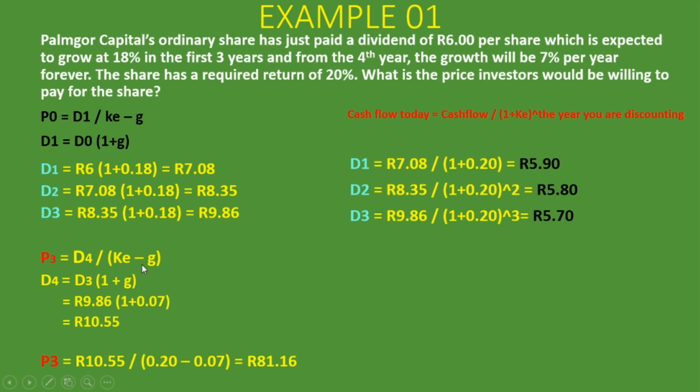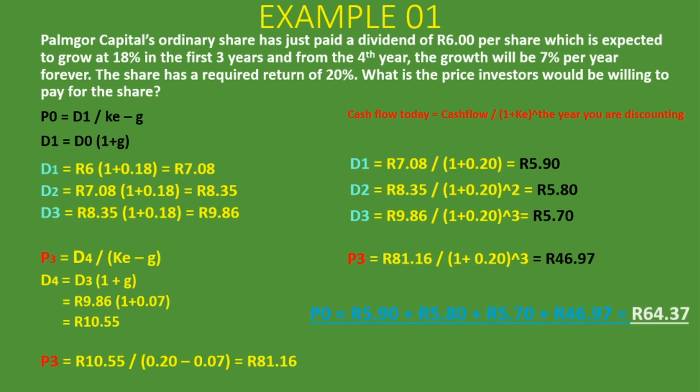Now I also need to discount the market price per share at year 3. Remember, that's at year 3 as well. So I'm going to take the 81 rand 16 cents, which is what we got here, divided by 1 plus 0.20 to the power of 3, and it gives me 46 rand 97 cents. So I've discounted all the dividends as well as the market price per share at year 3 to today's value. Now we do the last step. What is the last step? We just add all these discounted cash flows together and we will get the current market price per share.